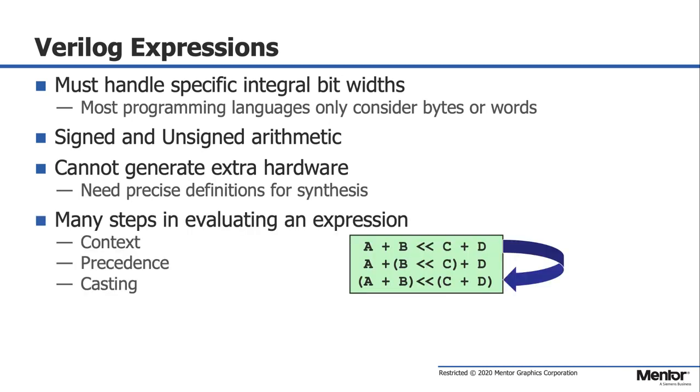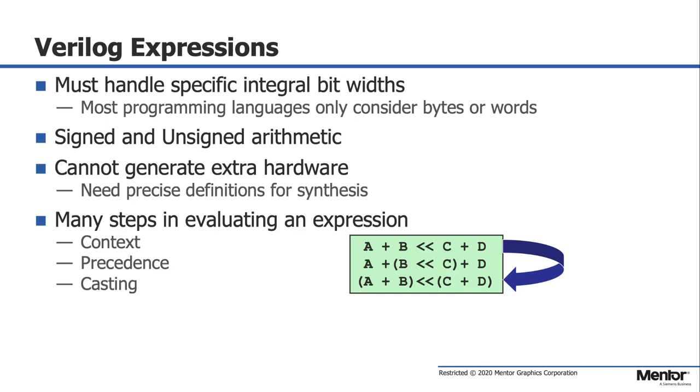And there are many steps in evaluating an expression. We have to look at context, which is where an expression appears in relation to other expressions that it's a part of. There's the precedence rules, which determine which operators we look at first. So, for example, we have A plus B, shift C plus D, and we need to know that the shift operator has lower precedence than the addition operator. So this gets evaluated as A plus B shifted by the value C plus D.